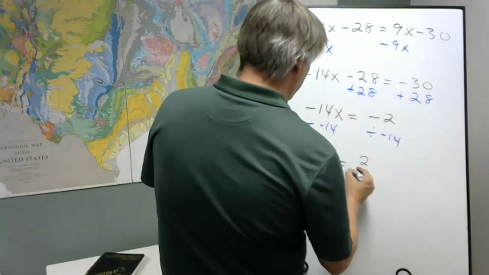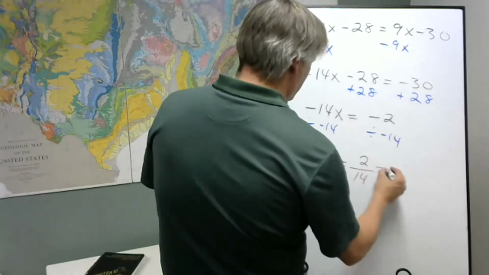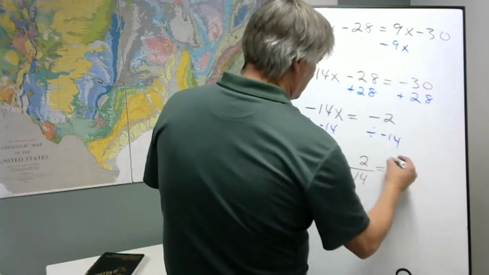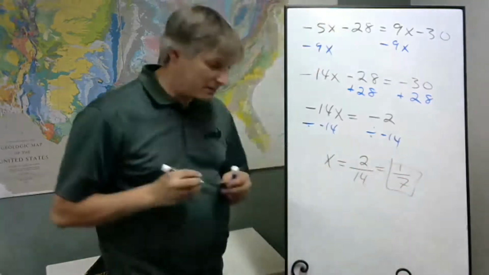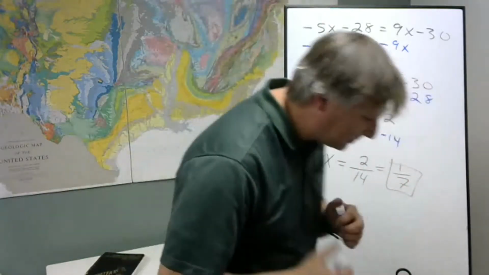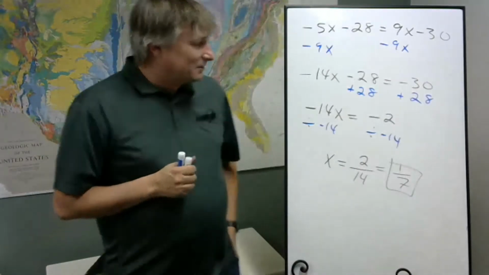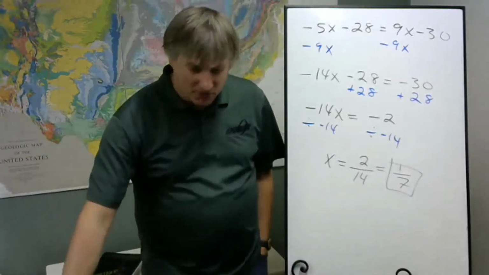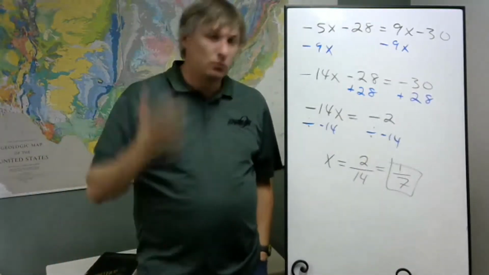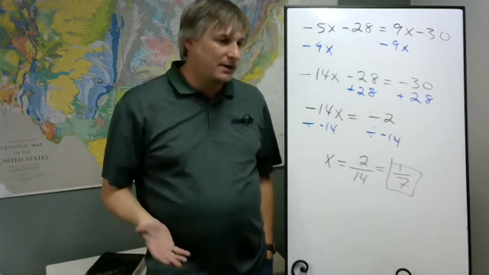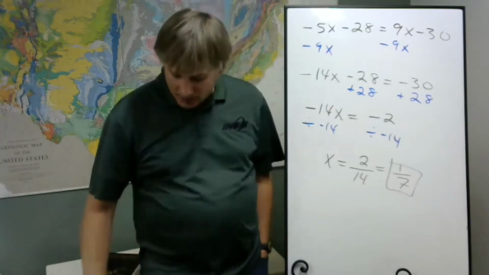Positive 2 over 14, which reduces to 1/7. Let me double check the answer here. That is correct. So that's how you want to deal with these rational equations. You want to cancel out your denominators with some sort of LCD.